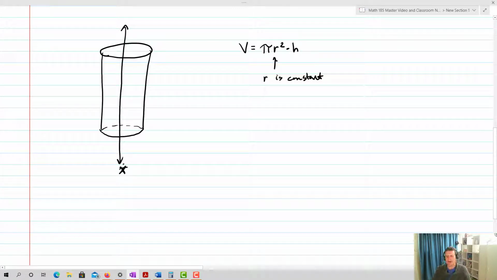But r is constant, so it's a pretty easy way to imagine finding that volume of the cylinder. Just know what R is, know what H is, and we're all good. Let's see if we can generalize this, though, to thinking about integration.